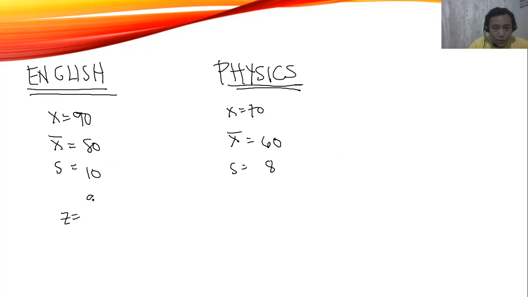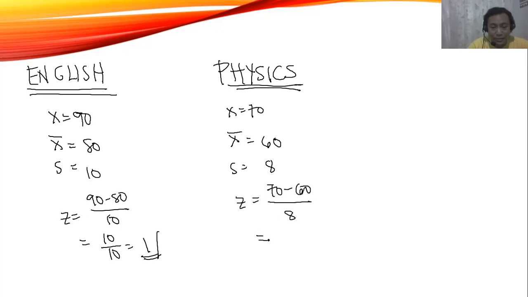So z is equal to 90 minus 80 over 10. So this is equal to 10 over 10 and this is equal to 1. Therefore, the z-score or the standard score for English is equal to 1. For physics, we have z is equal to 70 minus 60 over 8. So 70 minus 60 is equal to 10 over 8, which is equal to 1.25. So from this, makikita na natin that mas okay yung standing niya sa physics. Why?